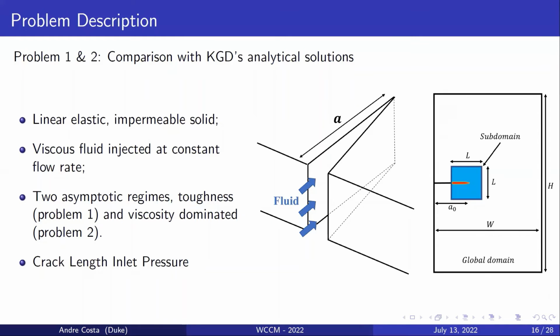This problem has two asymptotic regimes for which an analytical solution can be derived. We solved it in both of these regimes to check how well our method compares to these analytical solutions.